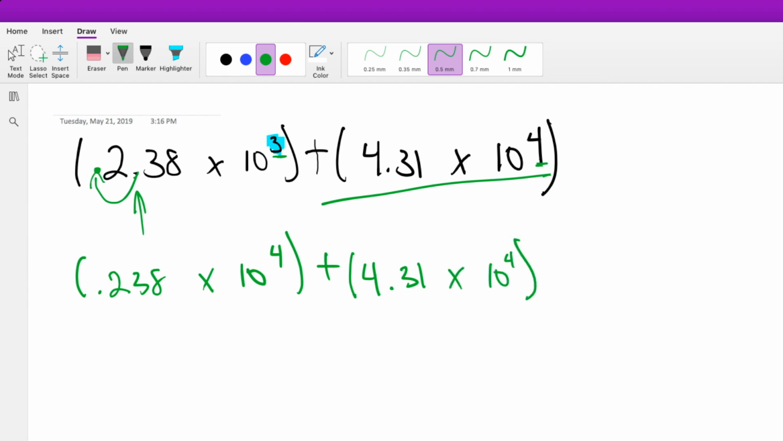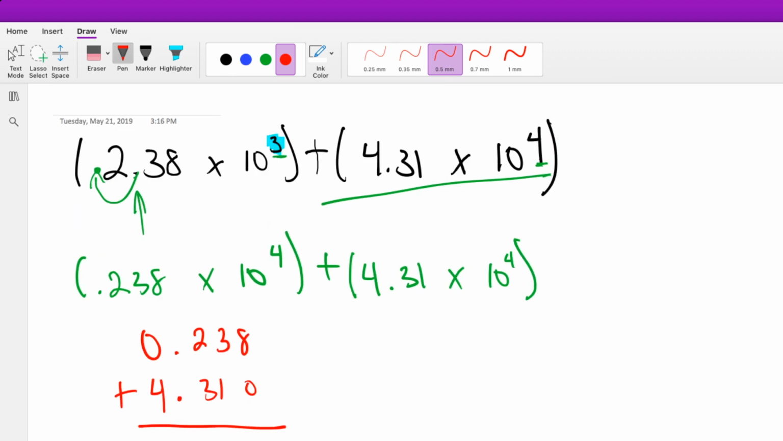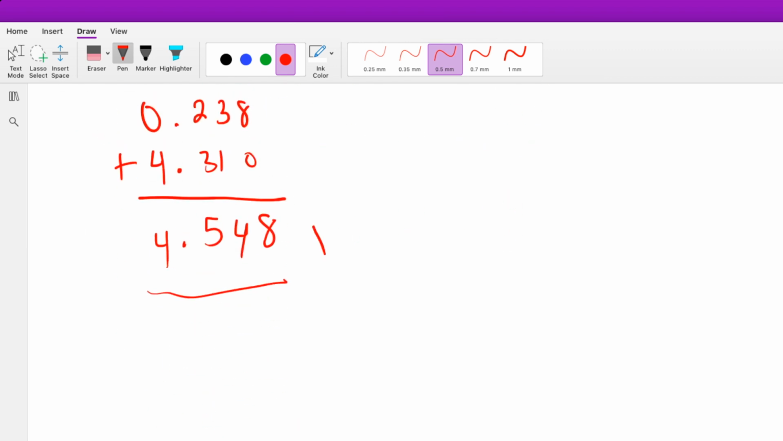Now we can simply add these numbers how we were doing earlier. Put in our placeholders, 0.238 plus 4.310. Add like how I think we learned how to do this, what was it, 3rd grade? Not sure. 8, 4, 5, and 4. And now this is what we get when we add those coefficients, but now we need to bring down the powers. So what's that going to be? That is just going to give us times 10 to the 4th. And that's it. That's all you have to do.